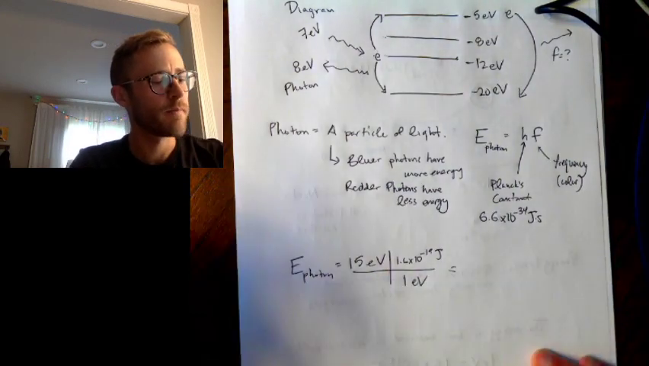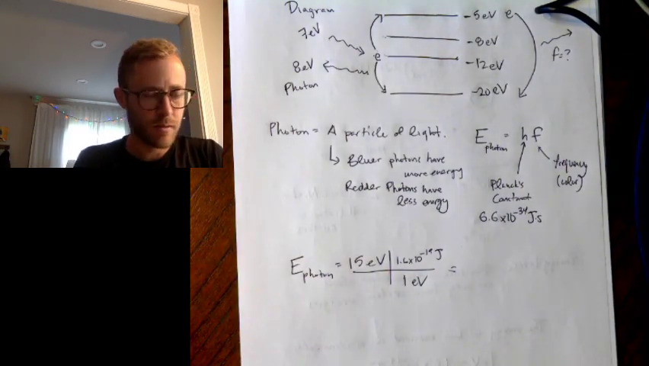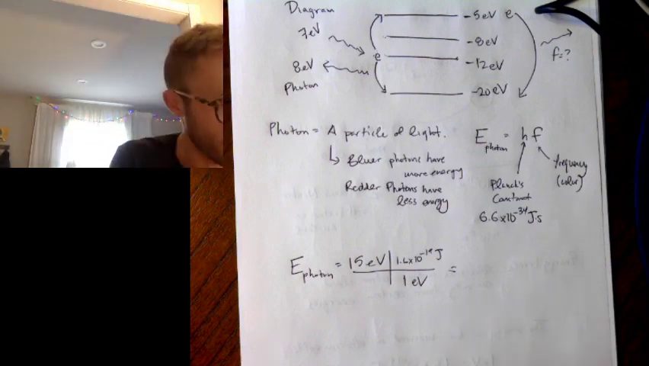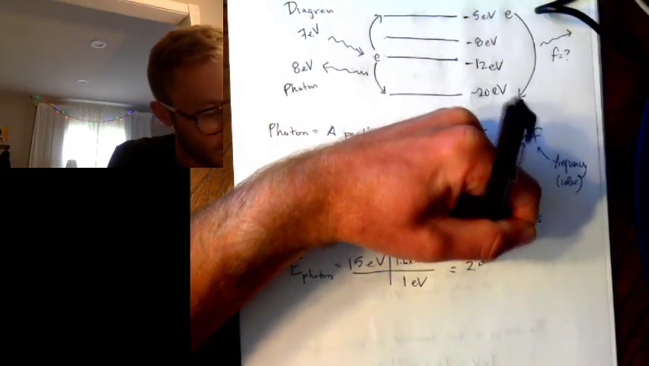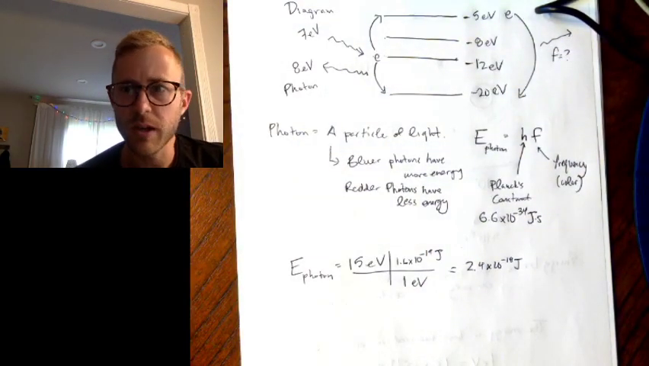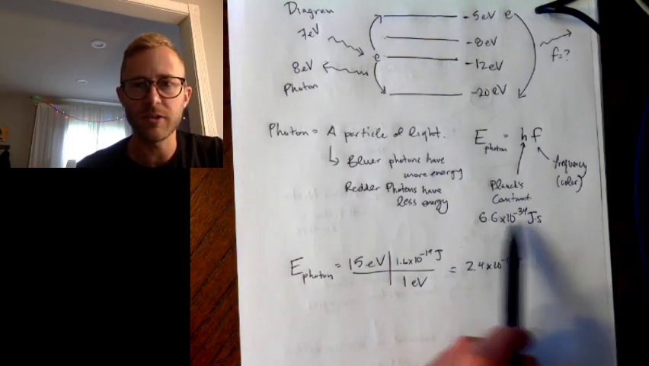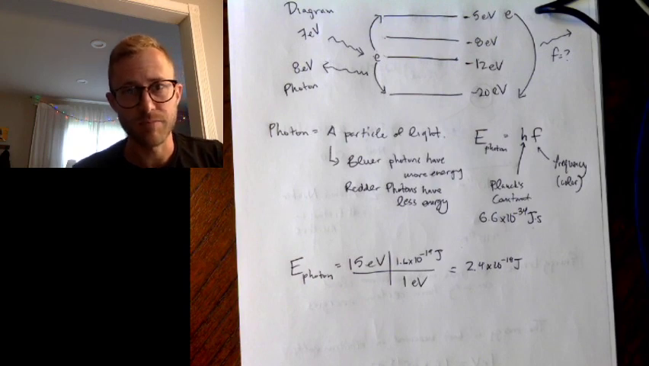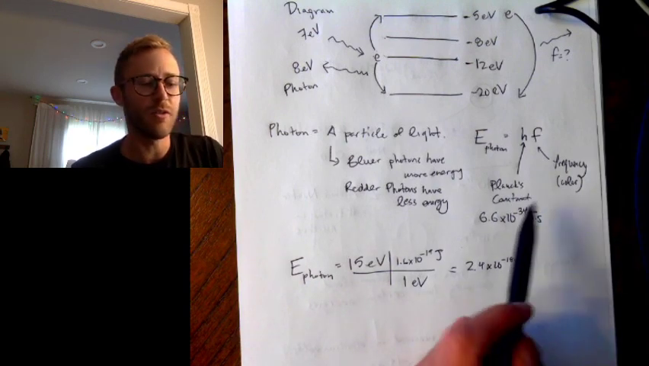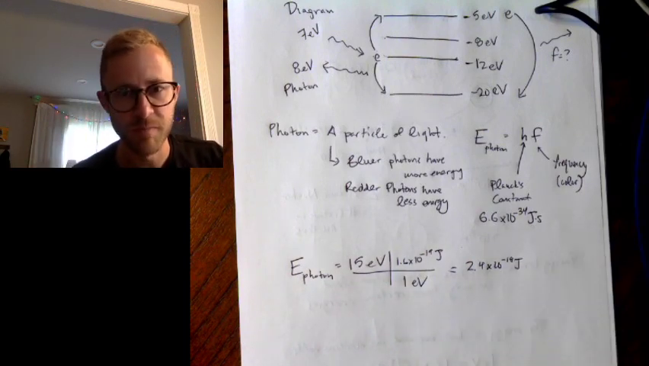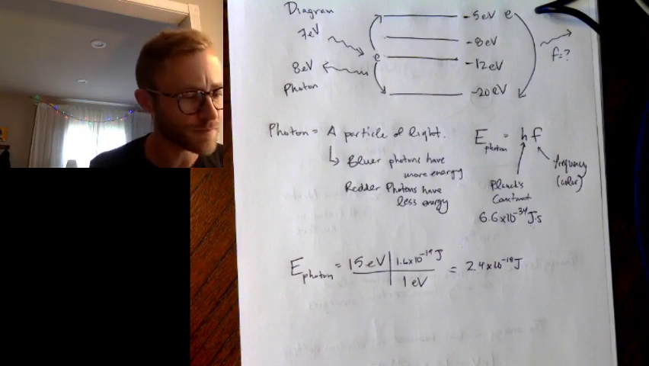Okay. So plugging that in, I get 2.4 times 10 to the minus 18 joules. Now, why was it important to convert that to joules? It's because I gave you Planck's constant in joule seconds. Okay. You can also find Planck's constant in electron volt seconds, but I don't have that one memorized. I only have the joule second one memorized, so that's what we're using.